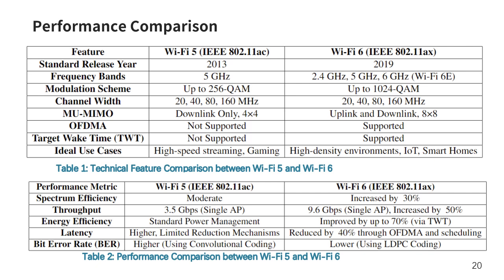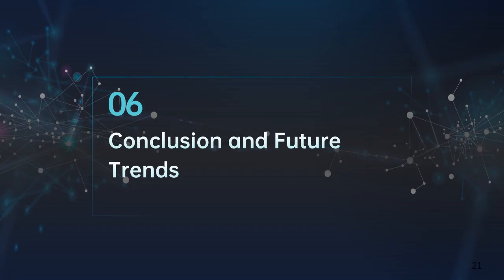In the second table, we can see the performance metric comparison, which we have already discussed just now. These numbers underscore Wi-Fi 6's transformative leap in speed, efficiency, and reliability. Next, we'll summarize our findings and look ahead. Finally, moving to part 6, we'll give a summary and discuss the future trends.